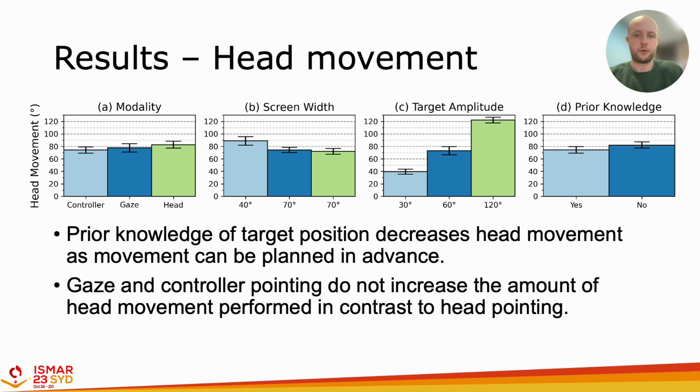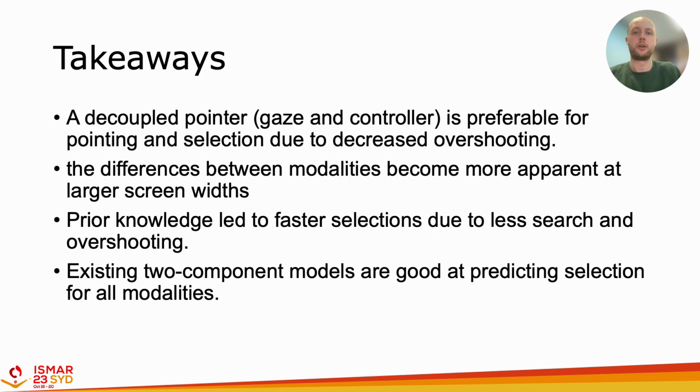And then finally, for head movement, we can find that prior knowledge of target position decreases head movement as movement can be planned in advance and you lower the chance of overshooting, and also that gaze and controller pointing do not actually increase the amount of head movement used, in contrast to head pointing, which requires a lot more head movement because you're also pointing with it.